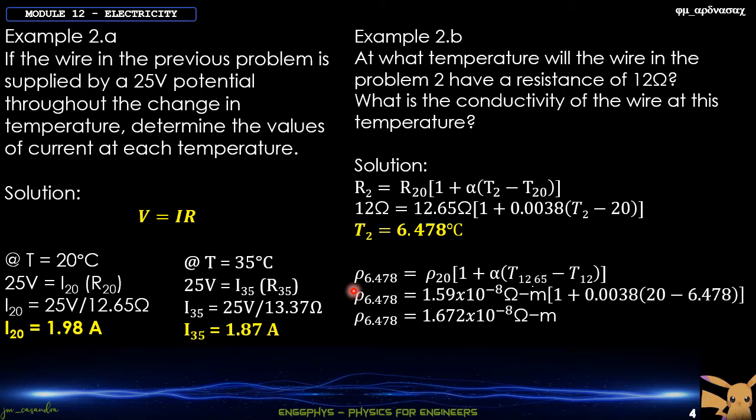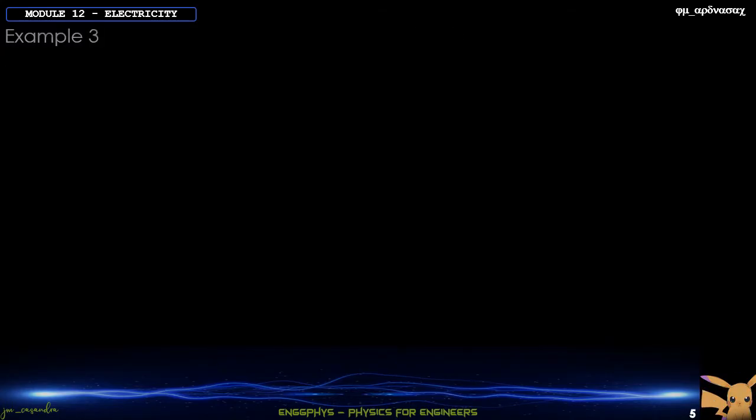Okay? So, hindi pa ito yung ating final answer because, as we have said, our rho is equal to the reciprocal of the conductivity. And what we are solving is the conductivity of the wire. So, take now the reciprocal of this value, the conductivity at 12 ohms is equal to 5.982 times 10 raised to 7 per ohm meter. Okay? So, let's have the next example, number 3.